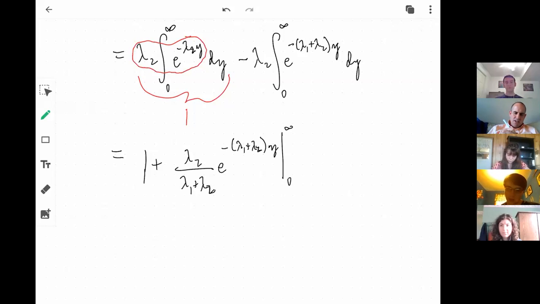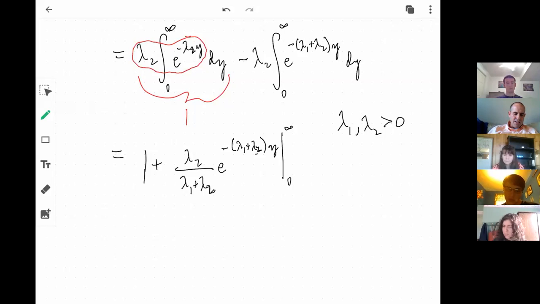Lambda 1 and lambda 2 are positive, right? All exponential parameters are always positive. You can think of it as the number of observations, but 1 over lambda is going to be the mean of the exponential, and the mean is always going to be positive. So lambda 1 and lambda 2 are positive.